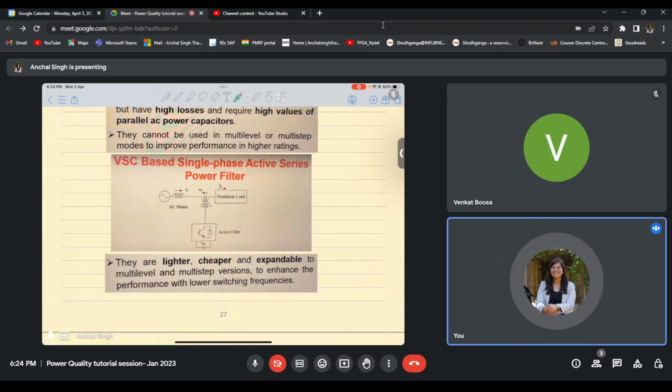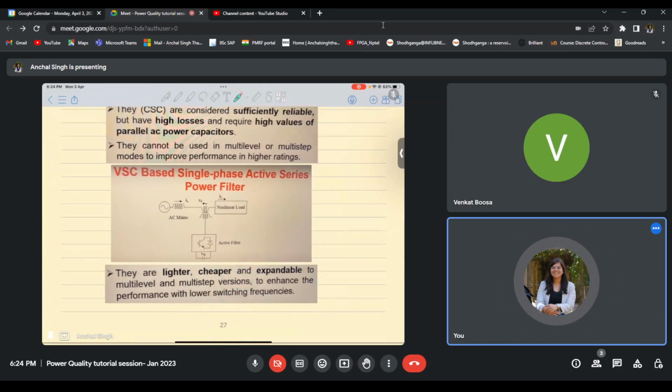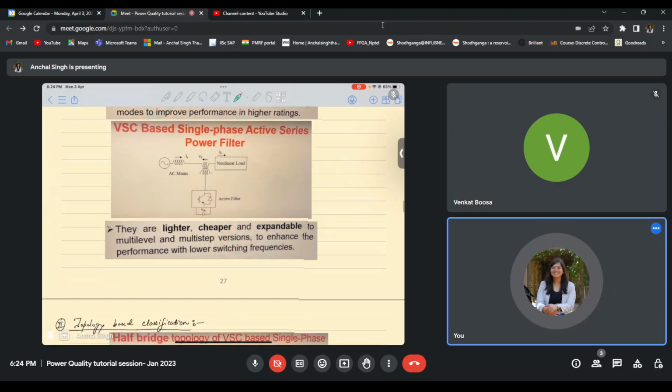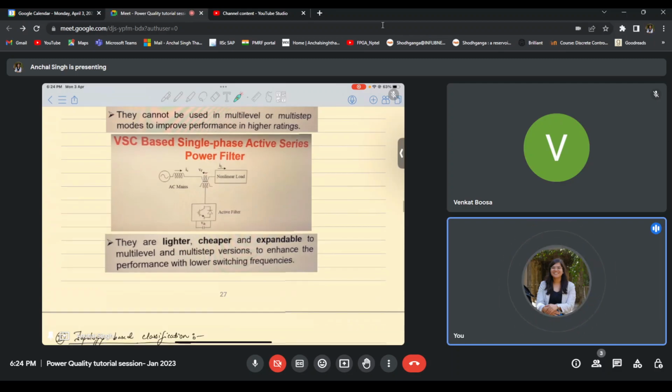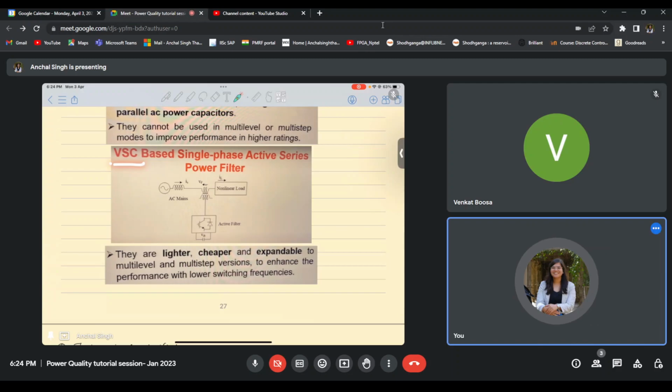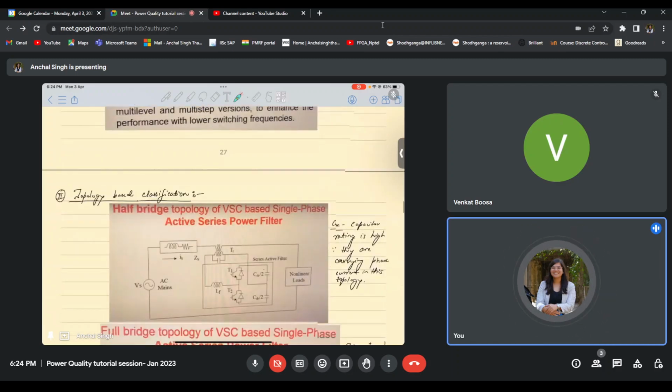We have already discussed why we prefer using voltage source converters compared to current source converters, so we won't repeat it, but whenever you revise these topics, you should keep asking yourself the question so that you remember it with time. Voltage source converters are much more popular, and therefore in our course also we will be looking at numericals based on voltage source converters only. They are lighter, cheaper, and expandable.